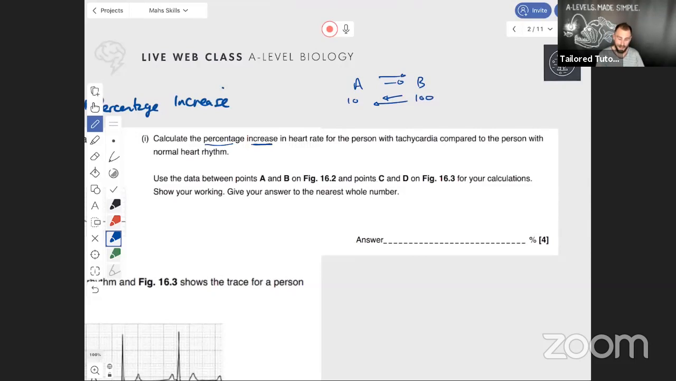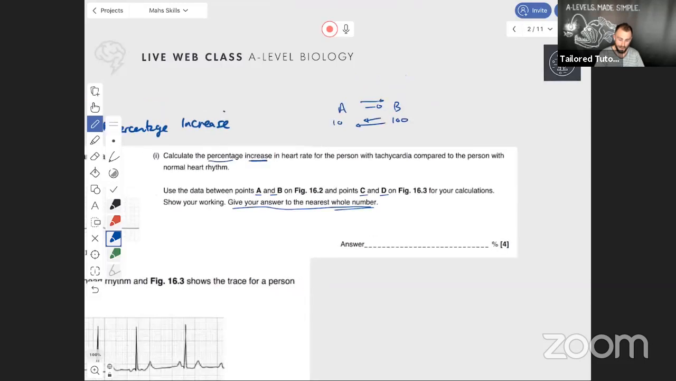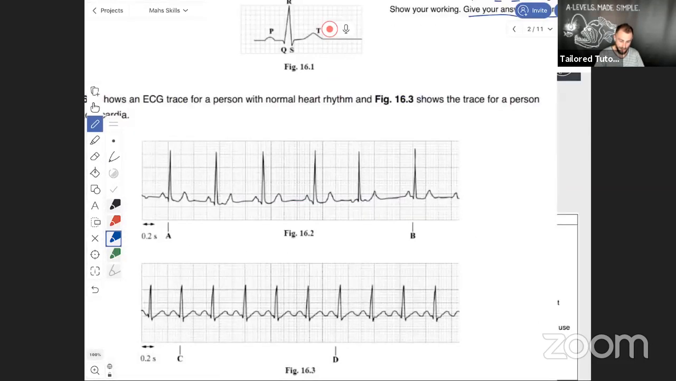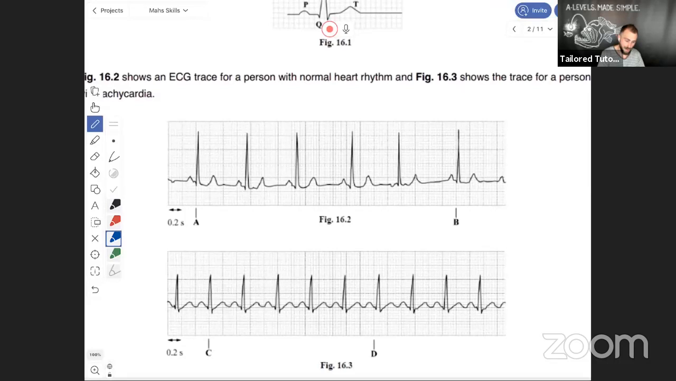for the person with tachycardia compared to the person with normal heart rhythm. Use the data between points A and B on the graph and between C and D on the graph. Give your answers to the nearest whole number. Okay, so what's the percentage increase in heart rate? So this person is normal.